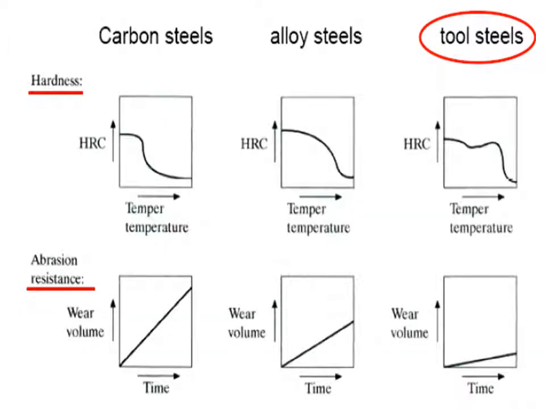Here you can see how the hardness varies with temperature. The hardness decreases. Initially it is more and then it decreases. See how the curve varies. Here the decrease is like this, but here you can see it gradually decreases. But in the case of steel, which is used as tool steel, the hardness curve is entirely different. Then abrasion resistance is the wear volume with time.